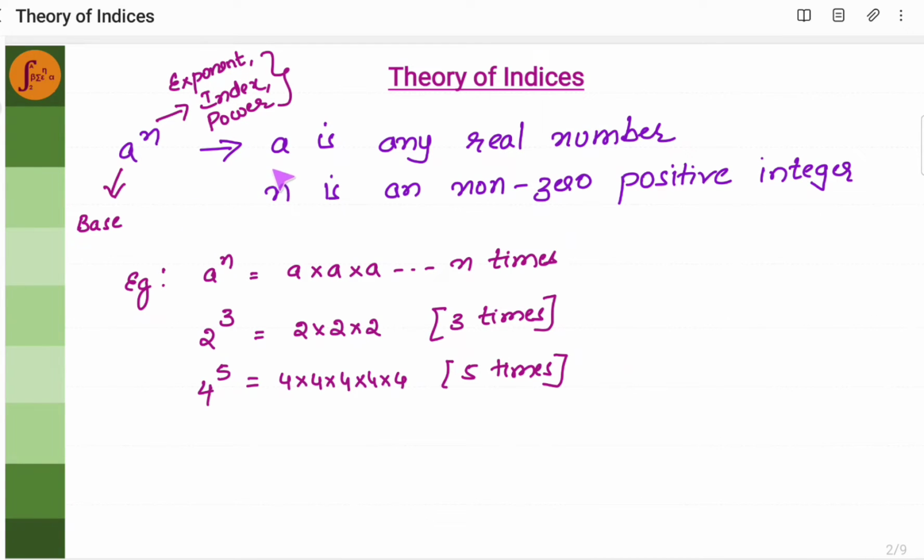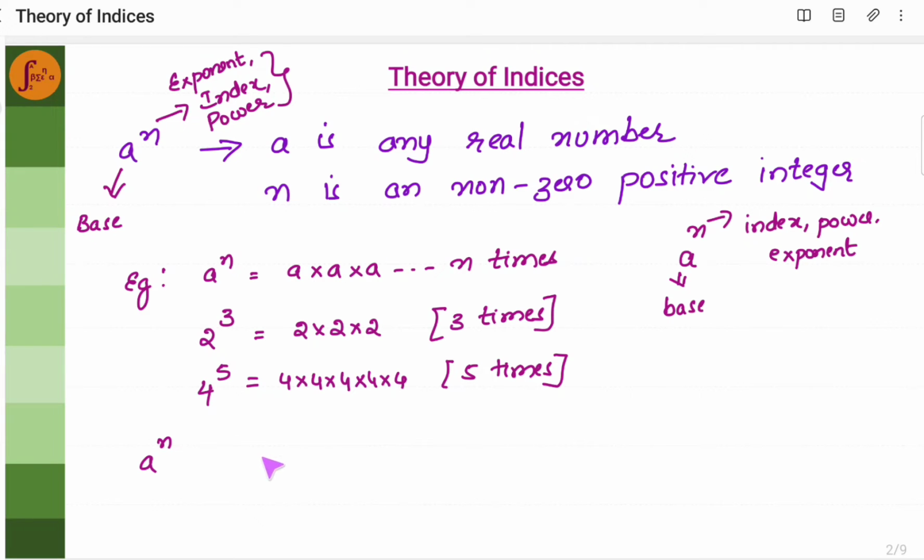Now, let's say that a is any real number, and n is any non-zero positive integer. Then the way we write an index is like this: a to the power n. Basically, you write a number here, and on the top you write another non-zero number. This n is called the index, and this a is called the base. This n can be called index or power or exponent. All mean the same. So we read this as a to the power n.